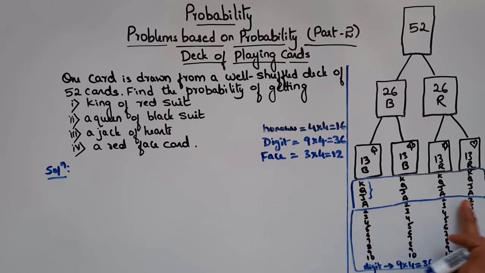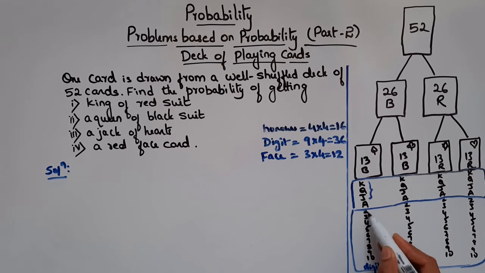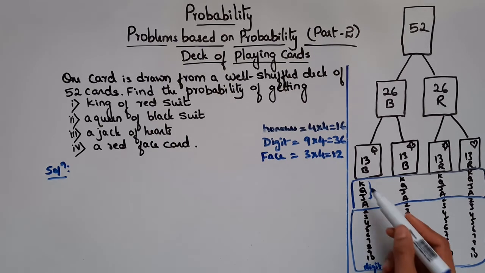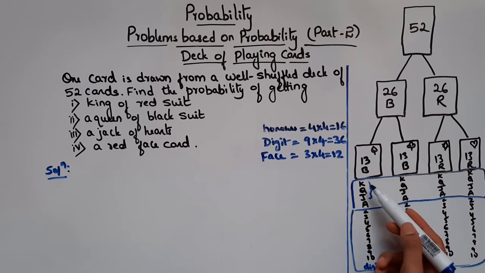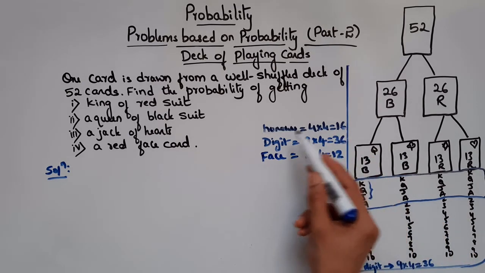So now all these number cards are called digit cards. So how many digit cards do we have? In each set we have 9 digit cards. 9 into 4 will give you 36. So in total we have 36 digit cards. And all the king, queen, jack and ace together are called honor cards. So how many honor cards do we have? 4 into 4. 4 4s are 16 honor cards.